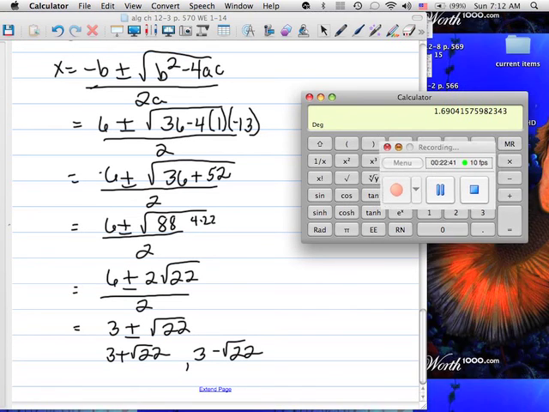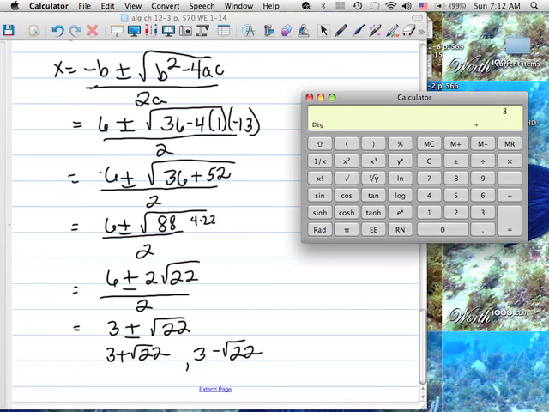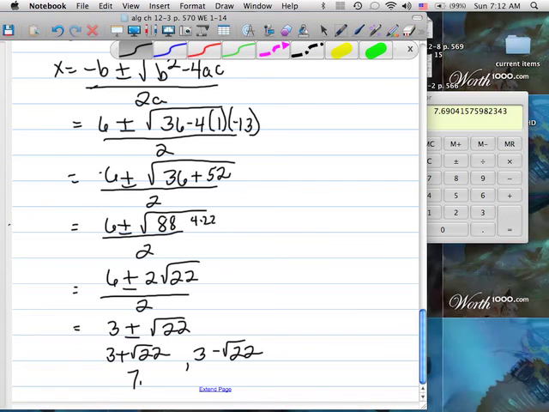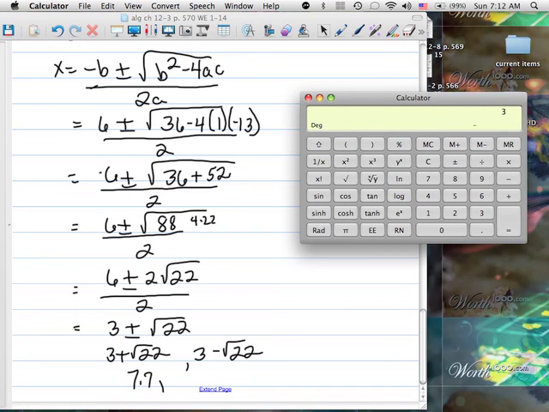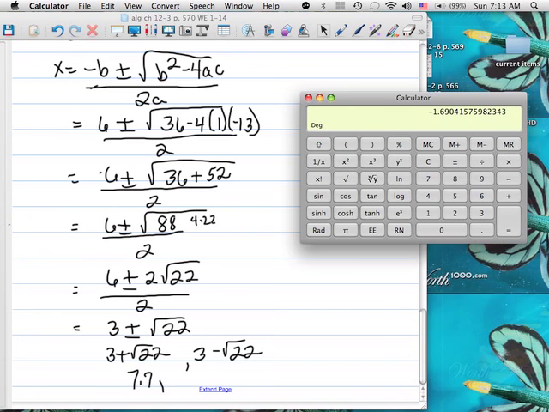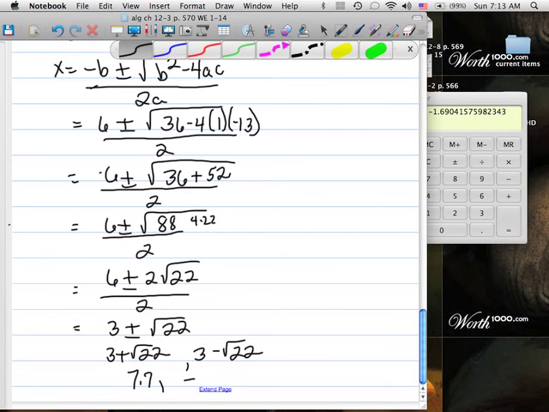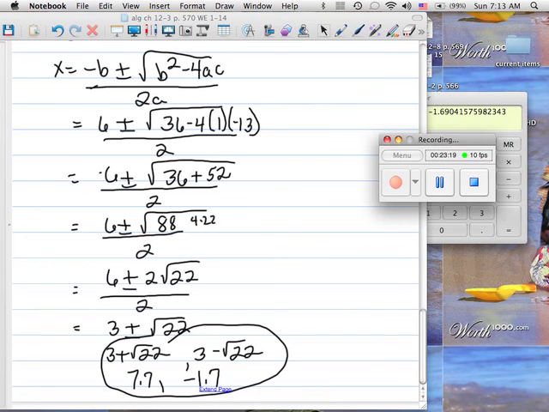So clearing this out, that's 3 plus the square root of 22, which is 7.7, to the nearest tenth, and clear it, 3 minus the square root of 22 is negative 1.69, which comes out negative 1.7 to the nearest tenth. So those are our answers. That concludes the evens. Be sure and check the answers in the back for the odds.